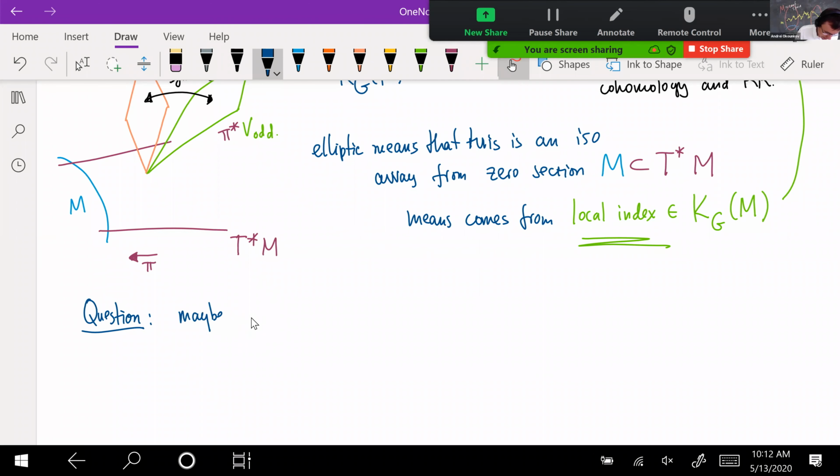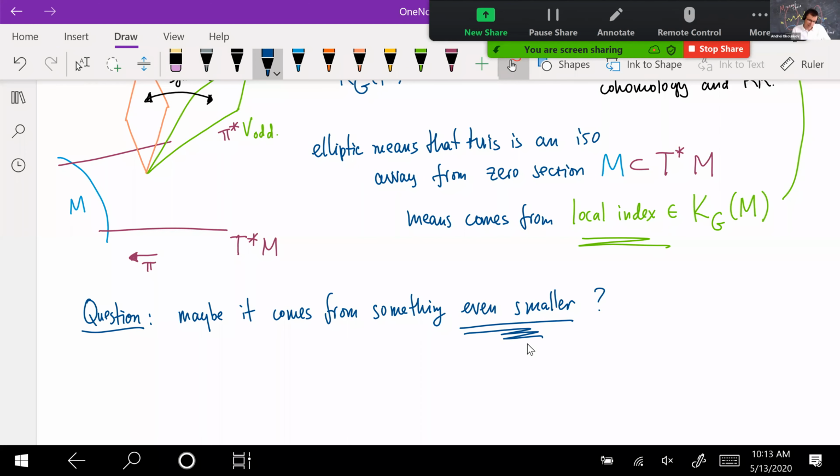Maybe it comes from something even smaller. In principle, it could be the case that what you're trying to compute is in fact inside M, there is something smaller, some kind of smaller subset inside M. That would be a natural geometric question to ask. Maybe there are good situations when you don't have to look at everything. And in fact, here's an example.